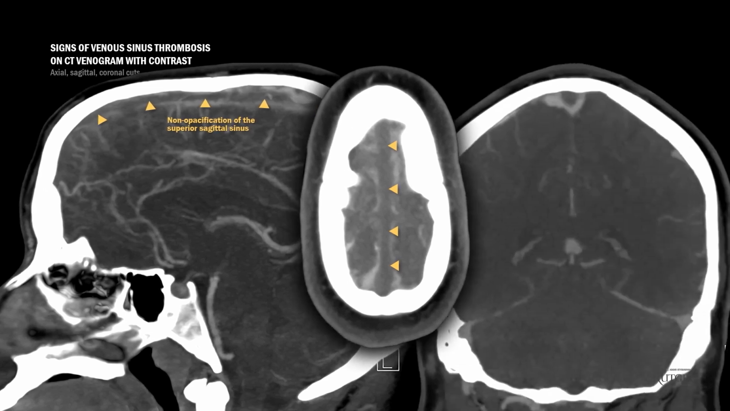This is the coronal image from the same patient. Can you identify the non-opacified sinus? Here it is. Looking at the same CTV in multiple planes is very helpful.